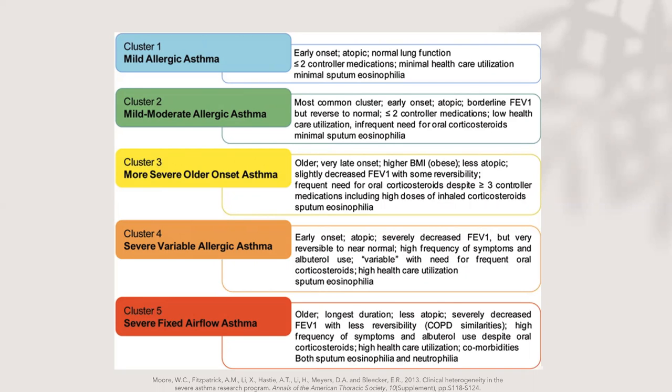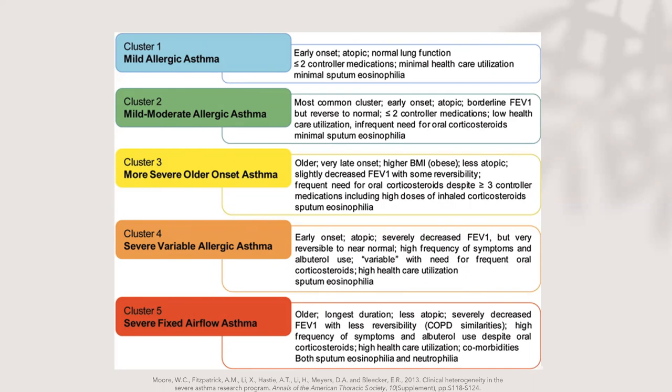The other clusters are a bit more confusing, but cluster three is generally, if you were to think about it, a patient of higher, older age, number one, and high BMI, obese patients. They're less atopic. And then cluster five is actually very interesting. It's something that we always kind of throw around when we're talking about these patients, but it's patients who have a fixed airflow obstruction, very similar to COPD. So they're the patients that you talk about in the COPD overlap type of situation. So those are your five clusters that they came up with in the SARP program.